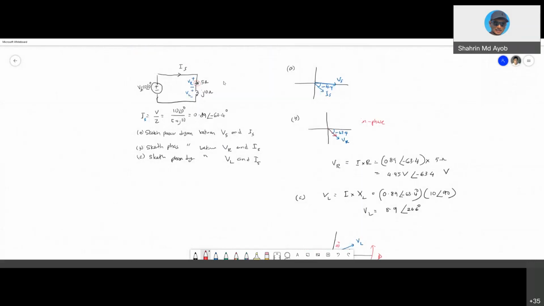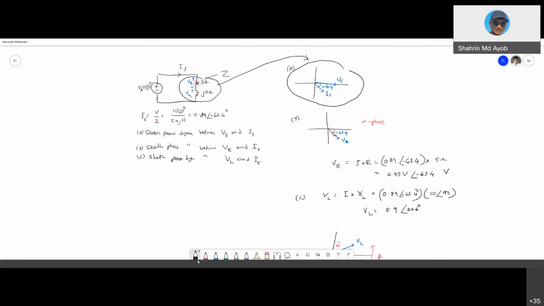But when we look at the total, what is the relationship of the voltage and current of the total impedance? This one is not 90 degrees anymore. So this is actually referring to the first one, and we can see the effect of the impedance here.